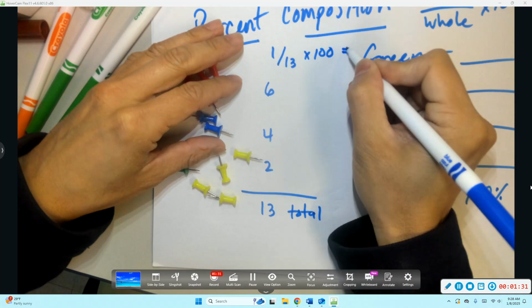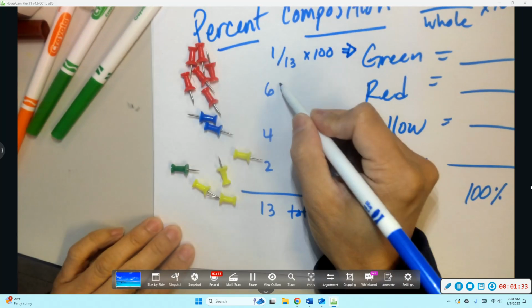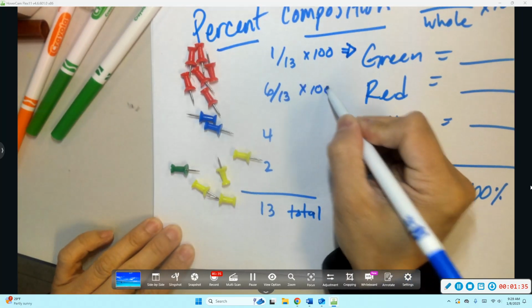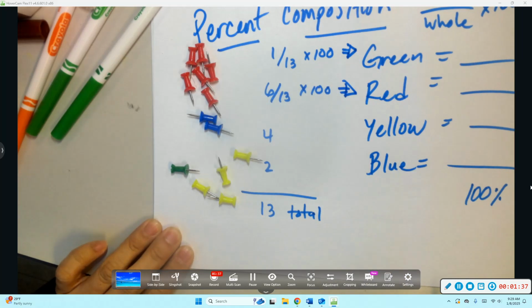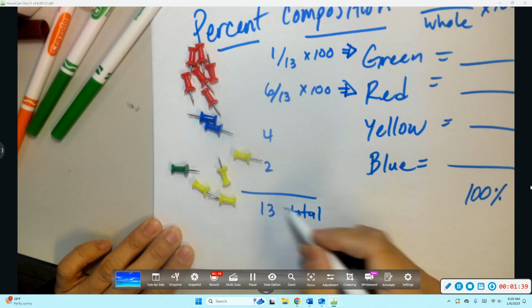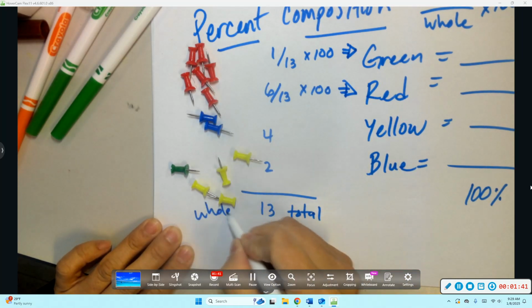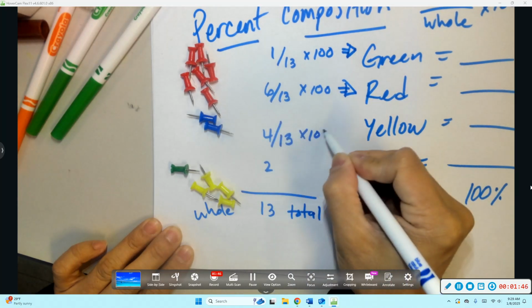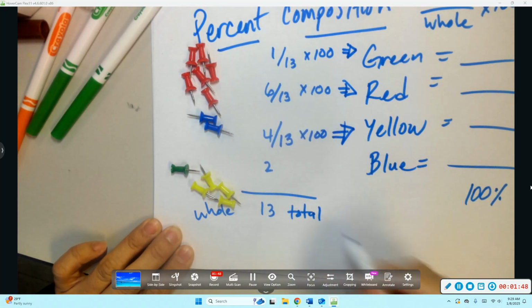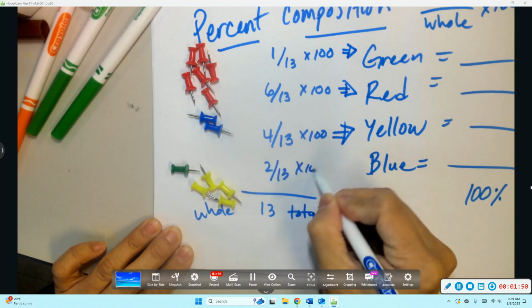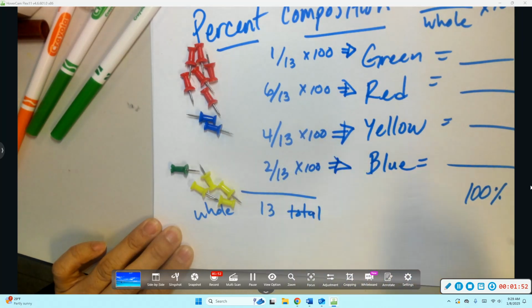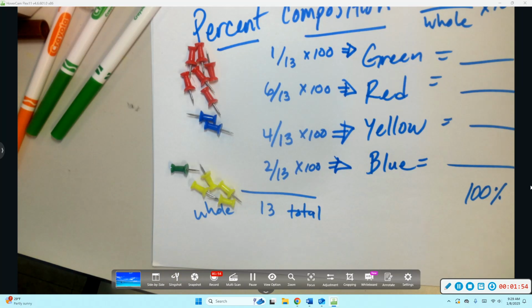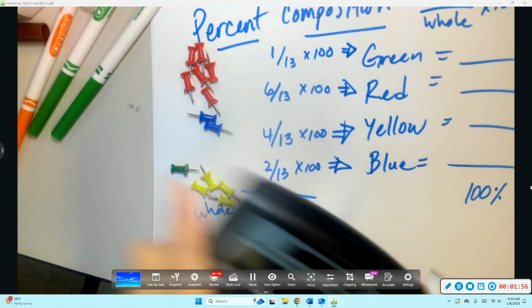So to find the percent for each one, take that, divide by the 13 times 100, and that will get you your green. 6 divided by 13 times 100 will give you your red. So part divided by whole, the total. This is your whole, complete 100% is the total. So 4 divided by 13 times 100 will get you your yellow, and 2 divided by 13 times 100 will get you your blue.